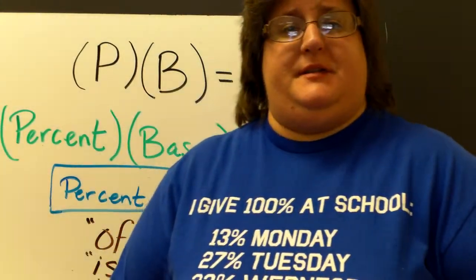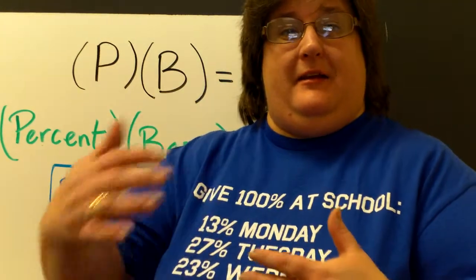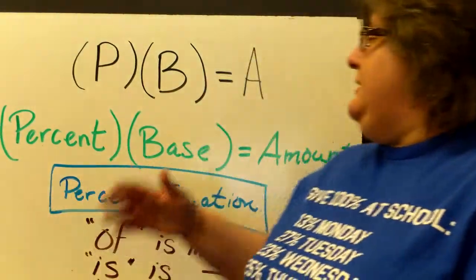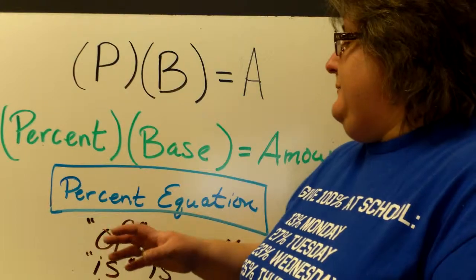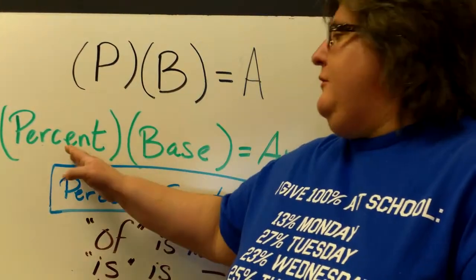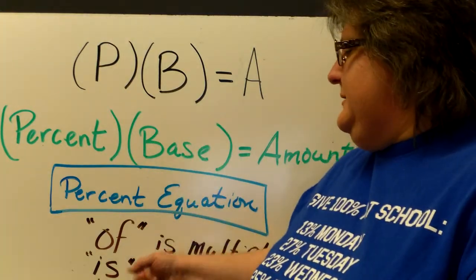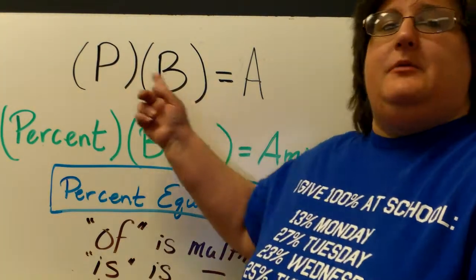We're still talking about percents right now. And actually, we're going to take it a little step further. We're going to still start with our basics that we have been talking about. Percent equation. Again, not going anywhere. Percent of a base is the amount. Keywords, is and of. Is that equal sign.